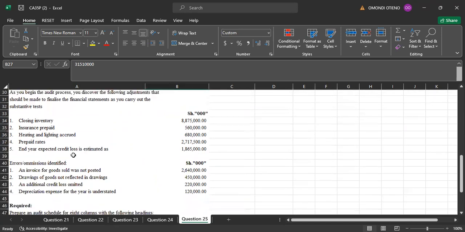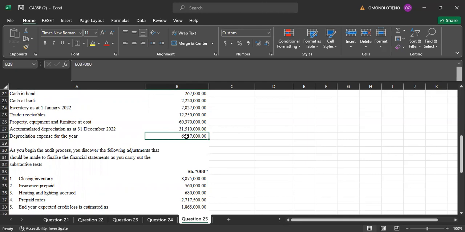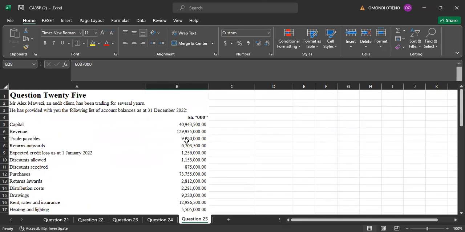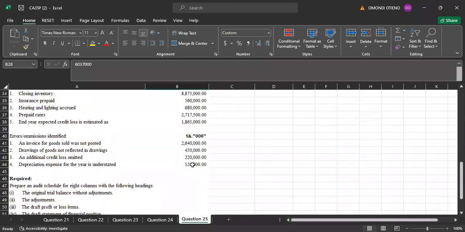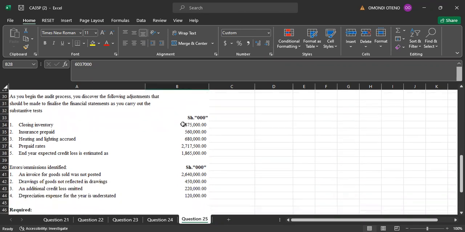For example, we are able to see under additional information number 4, where we have the errors or omissions, that depreciation expense for the year is understated by 120,000. It means what is provided here is less by 120,000. So what are we going to do? We have this 120,000 added to the depreciation expense, which will be taken to the statement of profit and loss. Then that same 120,000 will be added to the accumulated depreciation because it was omitted, not included. So it's going to increase the value of accumulated depreciation and at the same time increase the value of depreciation expense for that particular year.